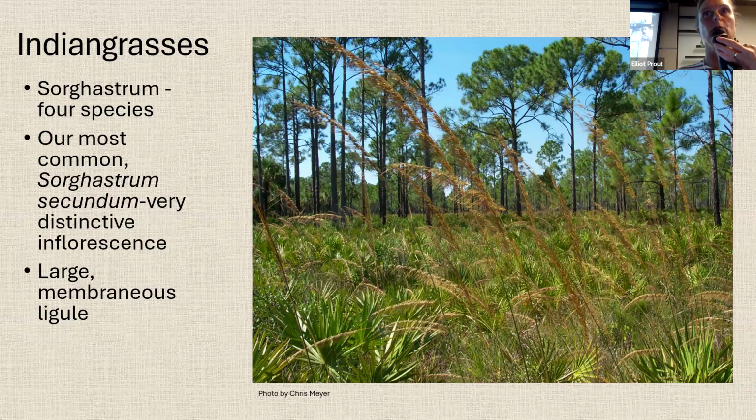So Sorghastrum secundum. Does anybody know what secund means? Exactly. All the spikelets are on one side, right? So this is not a unique term to grasses, but a grass like Sorghastrum secundum, you can kind of see it as it leans over because all of those spikelets are on one side. And of course, it has this large membranous ligule. So I want you guys to all go over and look at it when we finish.